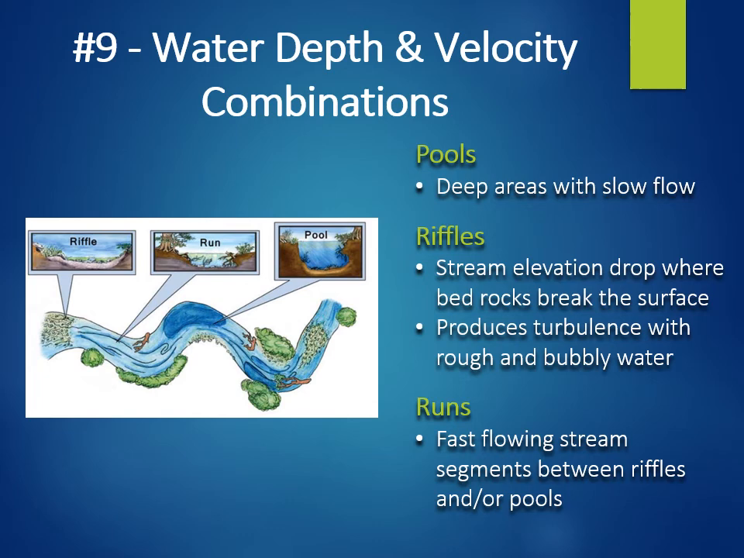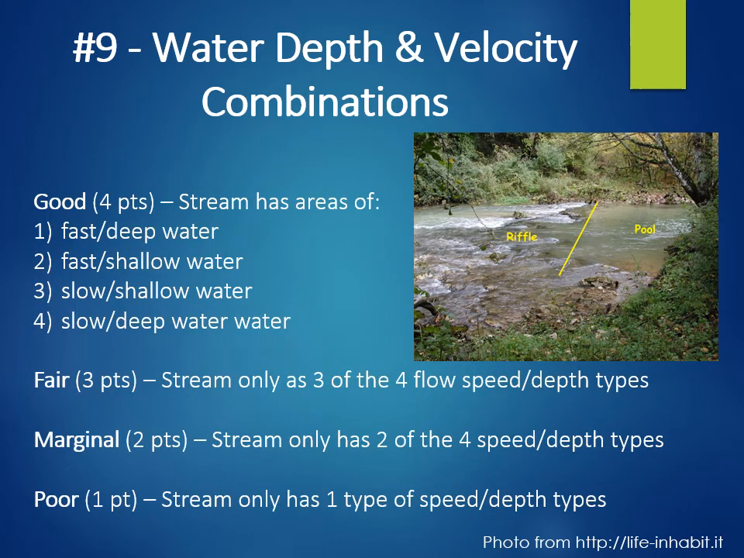These riffle-run-pool sequences will help slow the water and release its energy. This lessens its power to erode the stream banks, which, as we have seen, can cause other habitat problems. The fewer of these different depth and velocity combinations you see, the less ideal the habitat.